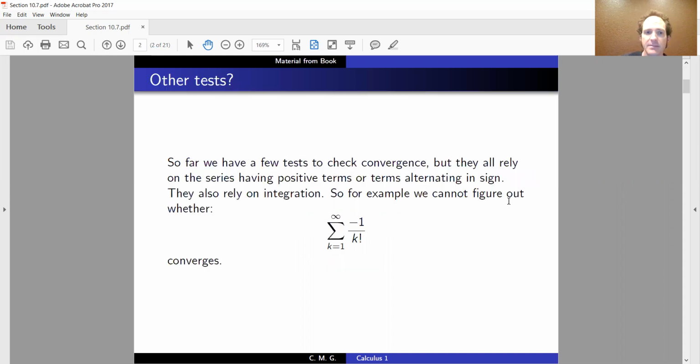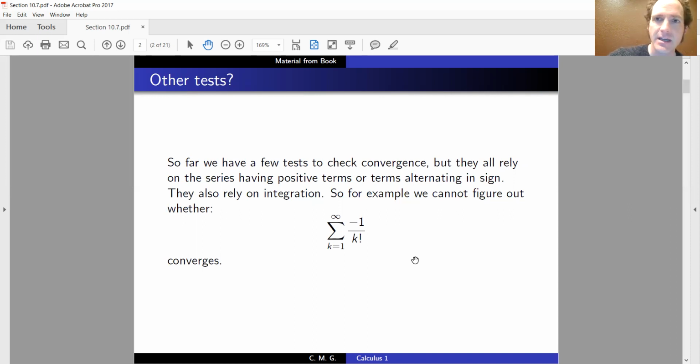So here, let's talk about the tests a little bit. We talked a little bit about some of these. We want to know how we can check convergence. A lot of them rely on the series having only positive terms or terms that alternate in sign. They also rely on integration a little bit. So for example, this series here, 1 over k factorial.